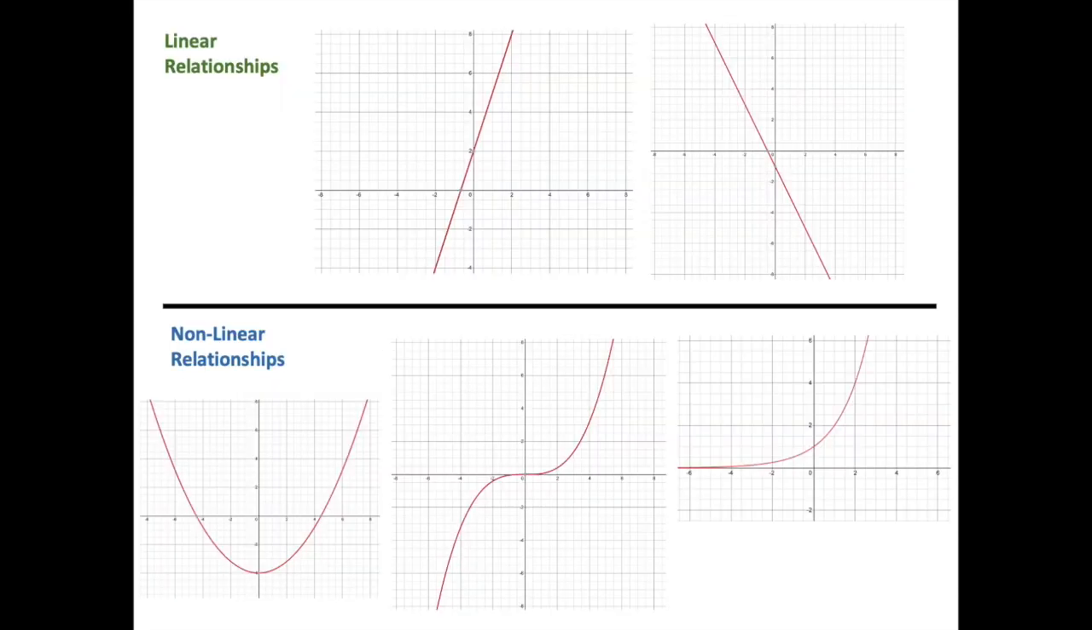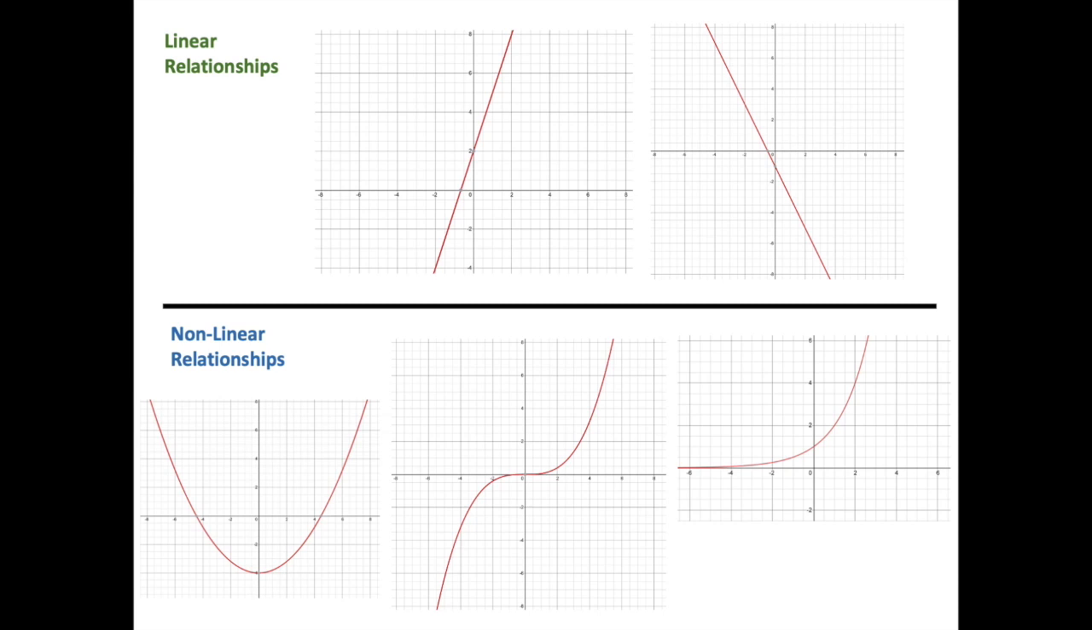Up the top, you can see some examples of linear relationships, and you can tell that they're linear because they give us a straight line. The straight line might be going up and it might be going down. It can go in all different directions, but for it to be a linear relationship, it needs to be a straight line. Down the bottom, you can see some examples of non-linear relationships. All of those three lines have different shapes and different curves to them, but they are all non-straight lines, and that's what makes them a non-linear relationship.